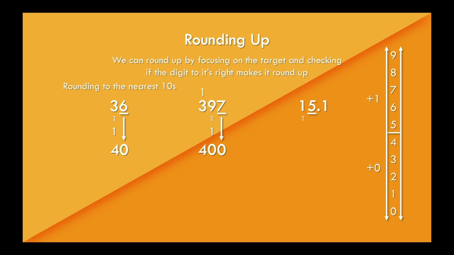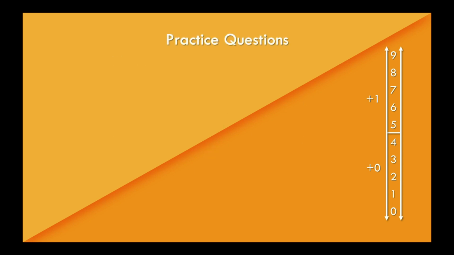So 5 and all the digits to the right become 0, and 1 gets plus 1 to it, so it becomes 2. We get a final answer of 20.0, or just 20. Alright, so let's do some practice questions.